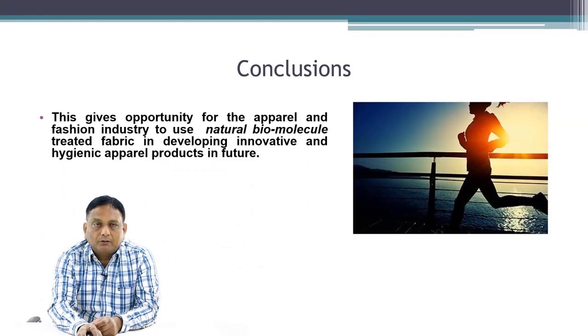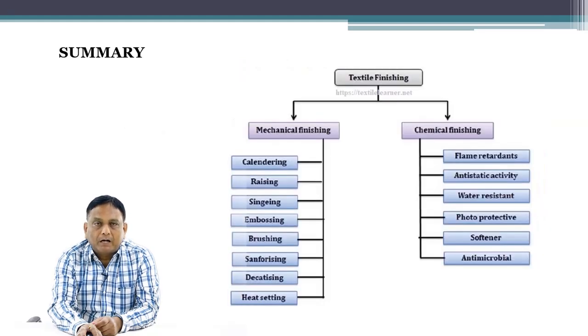So we can draw a conclusion that it is an opportunity for the apparel and fashion industry to use these natural biomolecule-treated fabrics. The summary of this lesson is that textile finishing has two categories, mechanical finishing and chemical finishing. Antimicrobial activity comes under chemical finishing, and it is well known that different natural and also synthetic antibacterial compounds are available. Those can be applied to textiles to get odor-free and hygienic goods, which can be used in the medical industry also, apart from normal clothing.